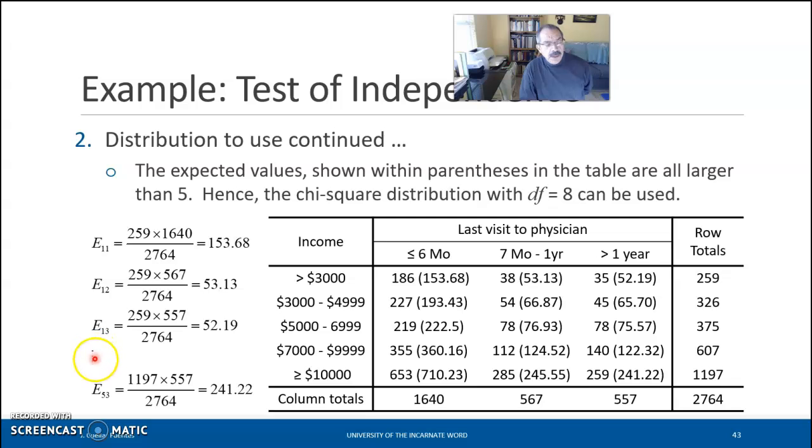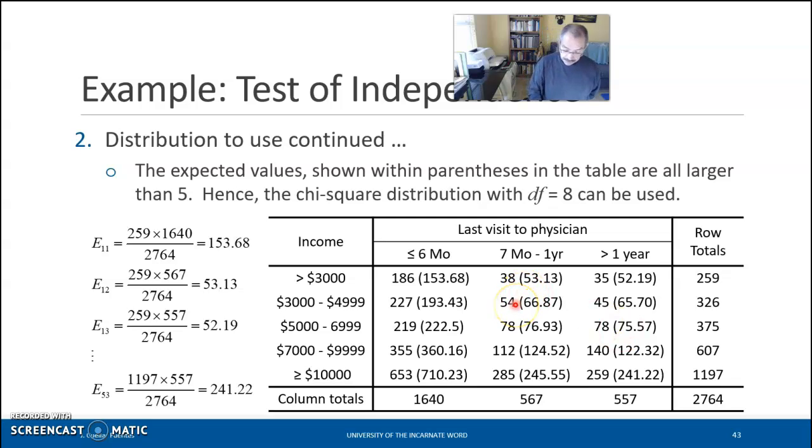And in here, with these dots, I'm just saying that there are all these calculations, 4 by 3, 12 calculations, and we end up with the fifth row, third column, and as you can see, it's 1,197. That's the fifth row times the total of the third column, 157. We divide by 2,764, and that's how we obtain this 241.22. All right, so you can see that all the expected values are larger than 5. So then we're justified in using a chi-square distribution with 8 degrees of freedom.